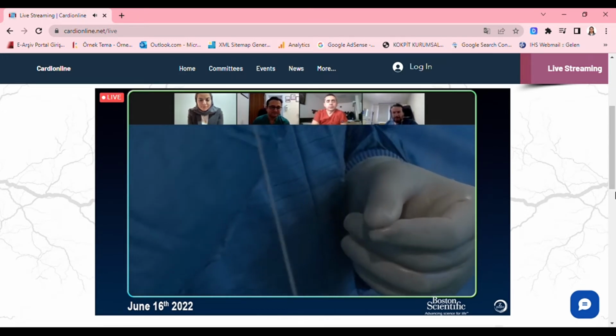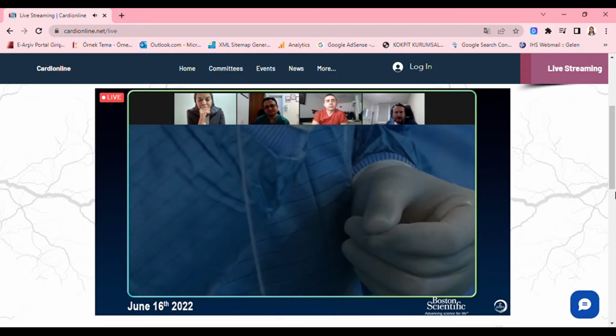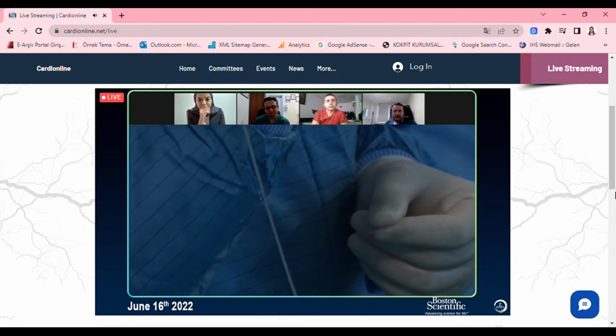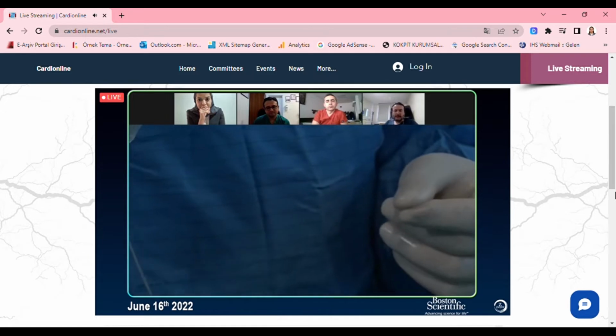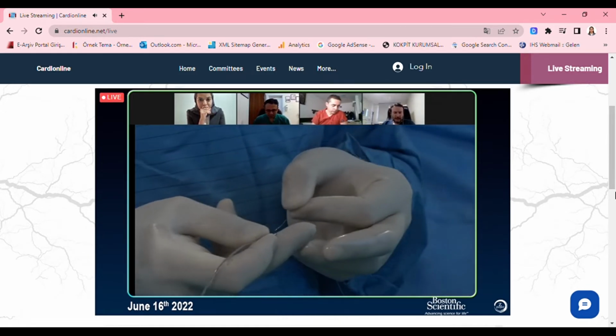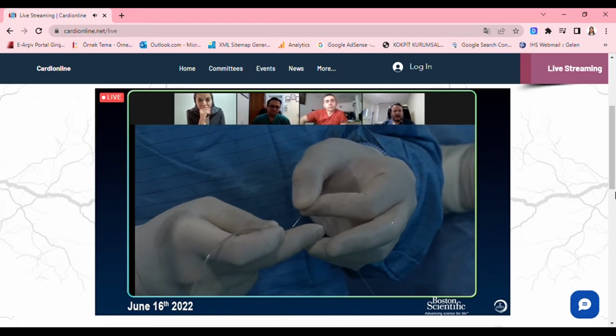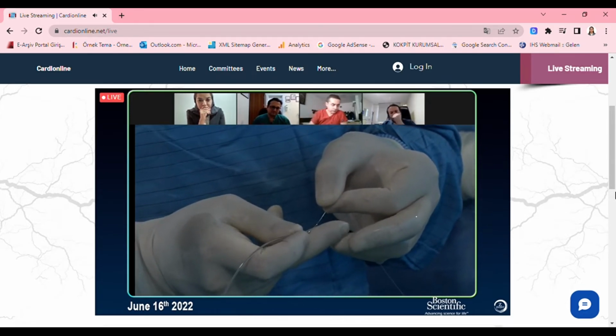Anyway, in our bag, we have 5,000 heparin, 5 milligrams of verapamil, and 5,000, how much? 5,000 nitroglycerin. All right. So now I am inserting the rotawire into the wire port carefully.